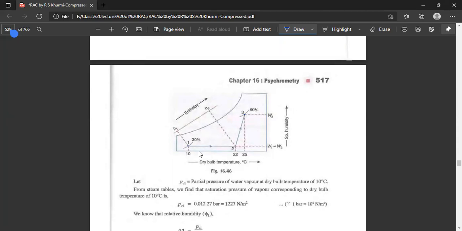In PV1, we want the partial pressure of water vapor at dry bulb temperature 10 degrees centigrade. PV1 is the partial pressure of the water vapor at dry bulb temperature 10 degrees centigrade. Then, from the steam table, you know the saturation pressure of vapor corresponding to the dry bulb temperature. The saturation pressure PS1 will be 0.01227 bar, which is 1227 Newton per meter square.